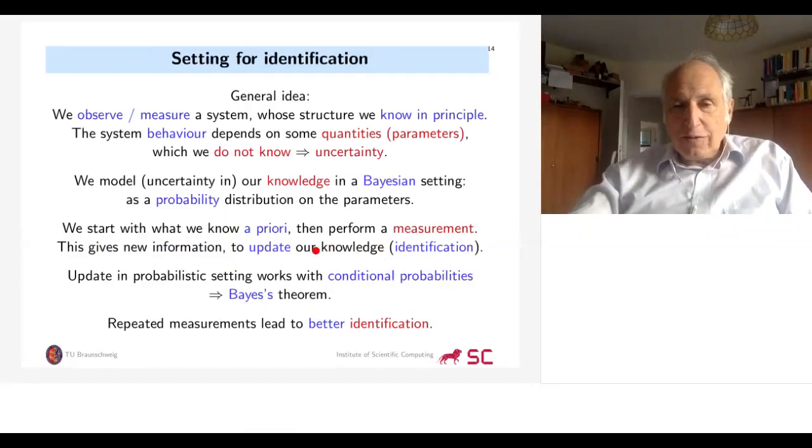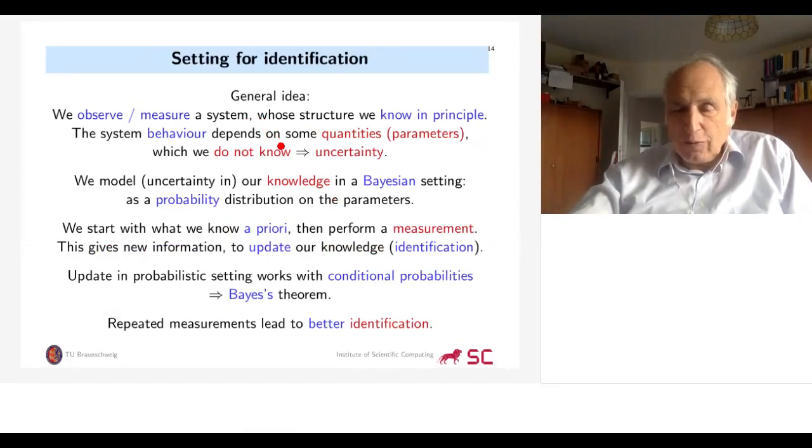Good. So what is it? Just to repeat once more, what's the general idea? We observe a system whose structure we know in principle. We know what equations govern the system, okay? But the behavior depends on some quantities which we don't know, and they are uncertain. Okay, we model our uncertainty now in a probabilistic way.